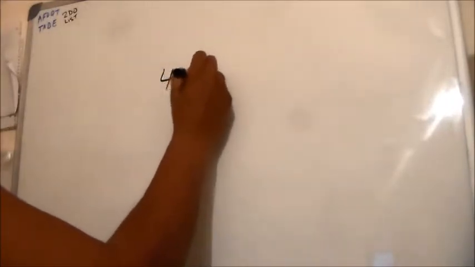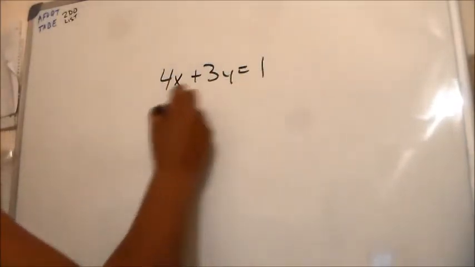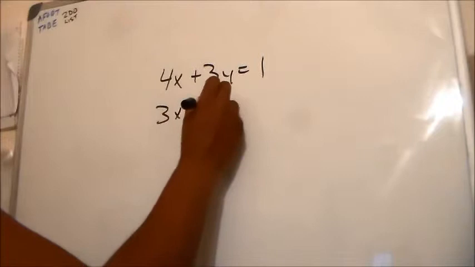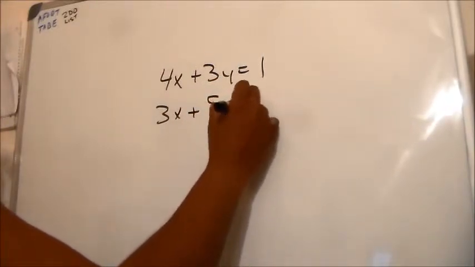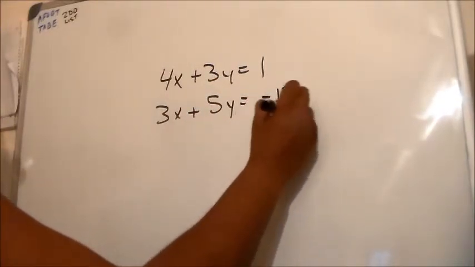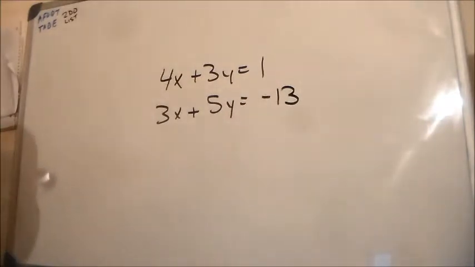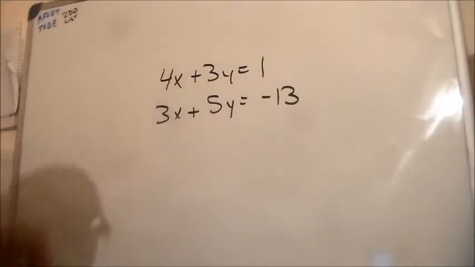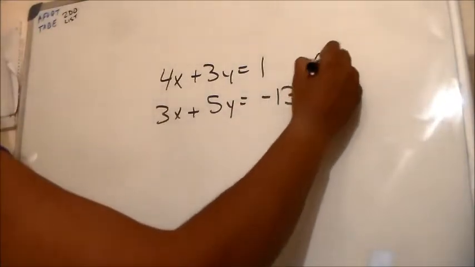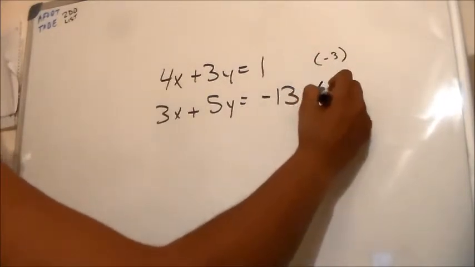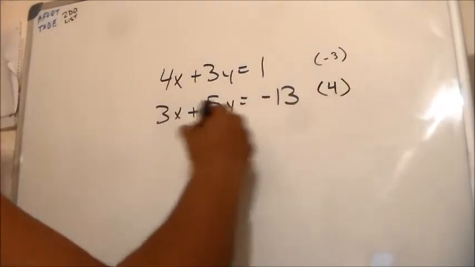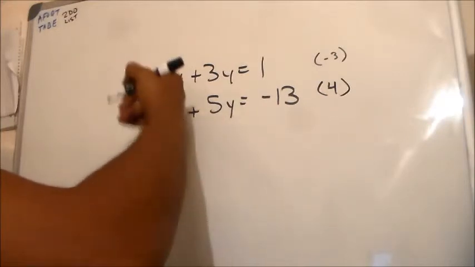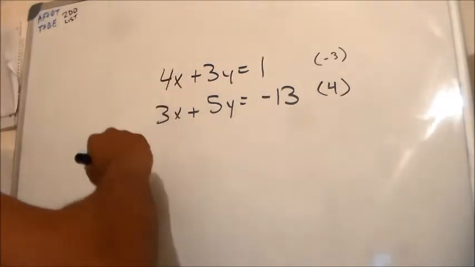And on our next question, 4x plus 3y equals 1 and 3x plus 5y equals negative 13. Alright. Now, I really don't see anything that'll balance out with each other. So what I can do is multiply the top by negative 3 and the bottom by 4, because I want to get a negative and positive 12 to eliminate each other.